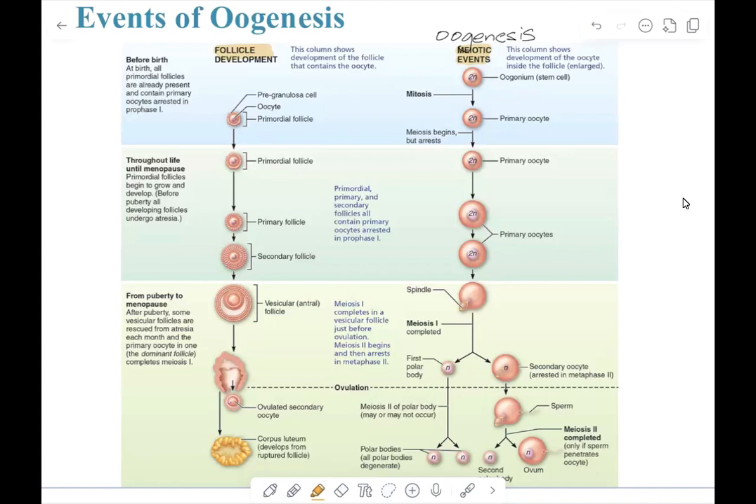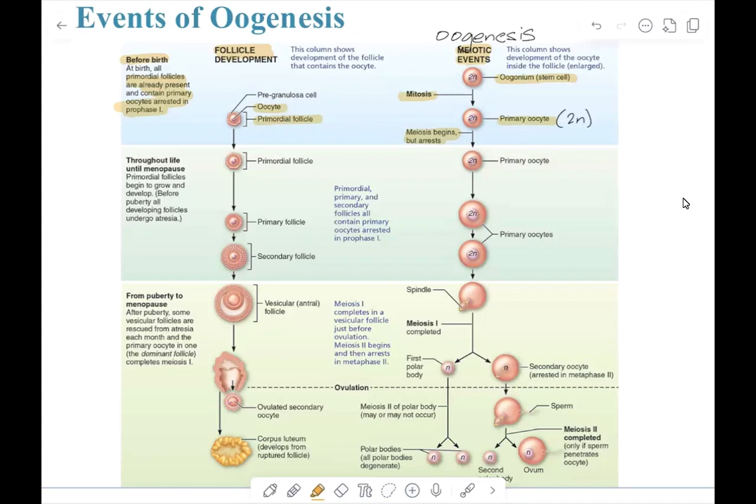So before birth, there are primordial follicles that are already present at birth, and they contain the primary oocytes that are arrested in prophase 1. So there's the primary follicle with the oocyte inside of it, and that oocyte is a primary oocyte, which is diploid. And before that, the stem cell was called an oogonium before mitosis occurred.